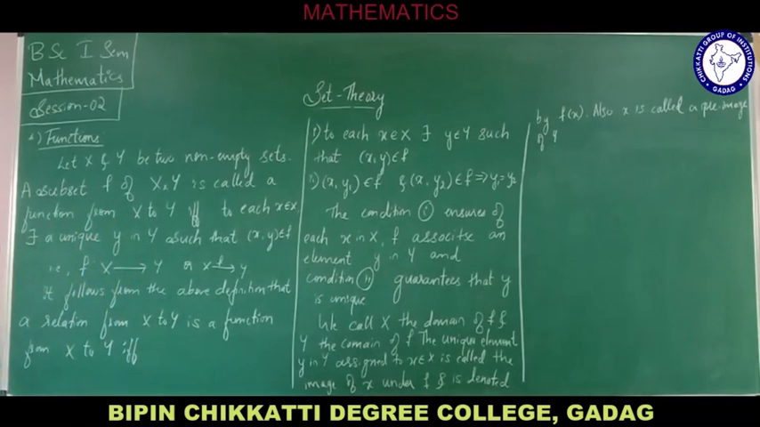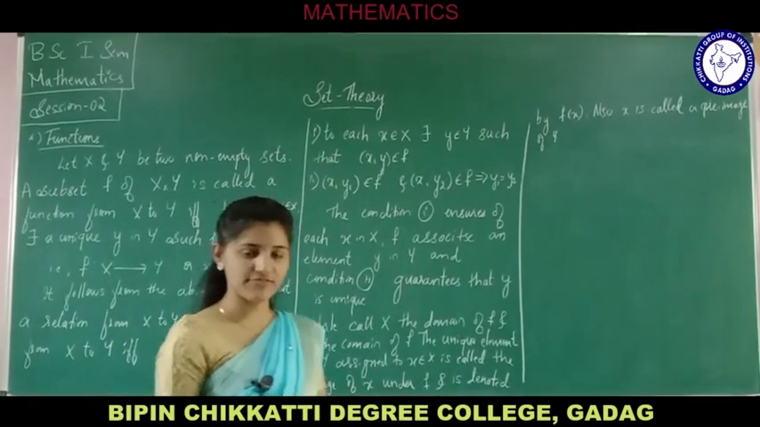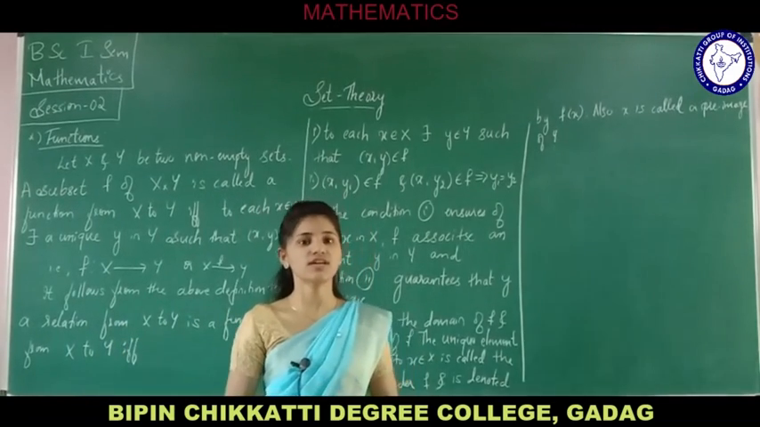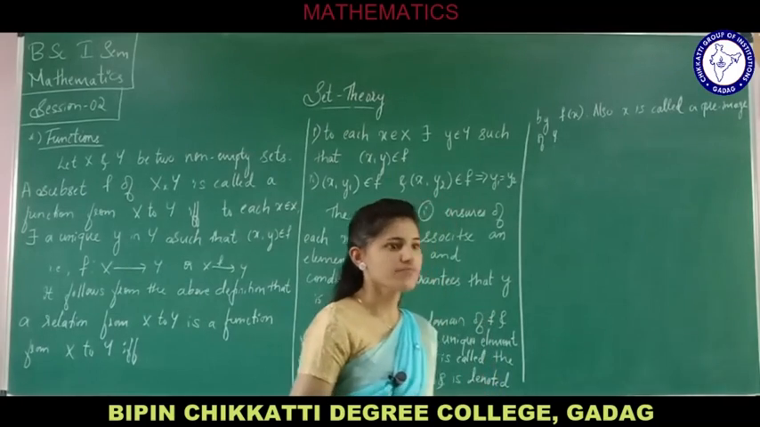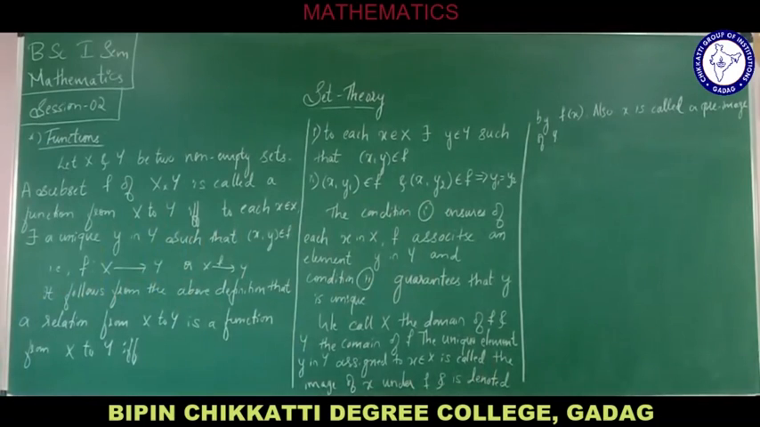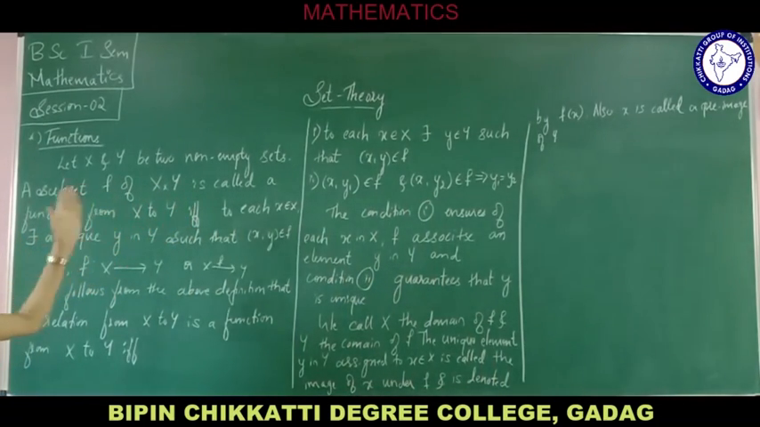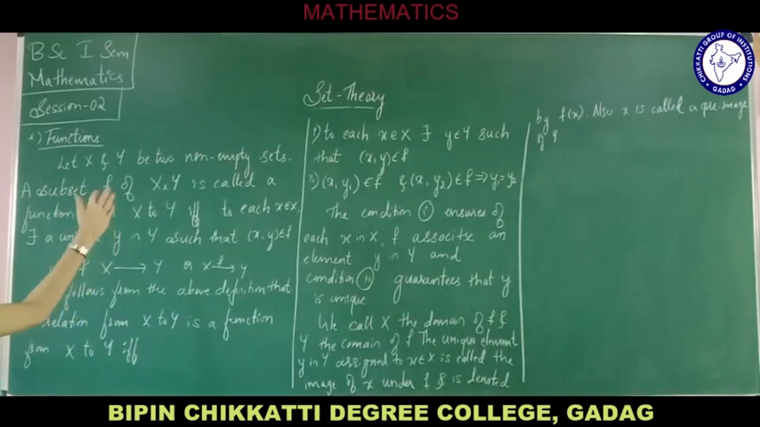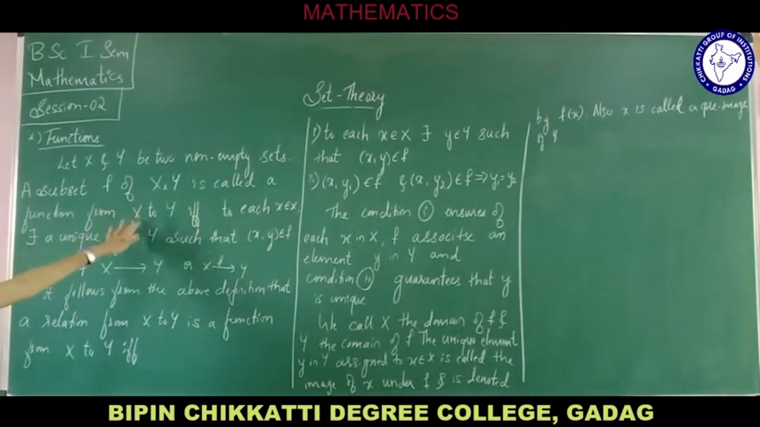So now we are going to continue with functions. That is, first we will define functions and then we will go to the image of a function and the inverse image of a function. So what is a function? We can define a function as follows: let X and Y be two non-empty sets. A subset F of the form X cross Y is called a function from X to Y.